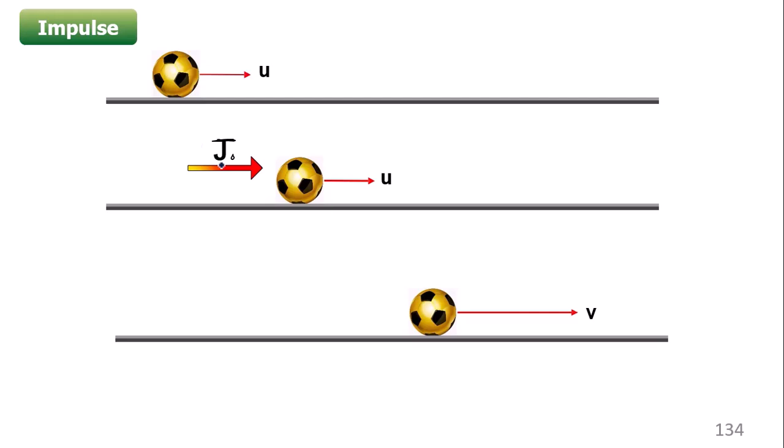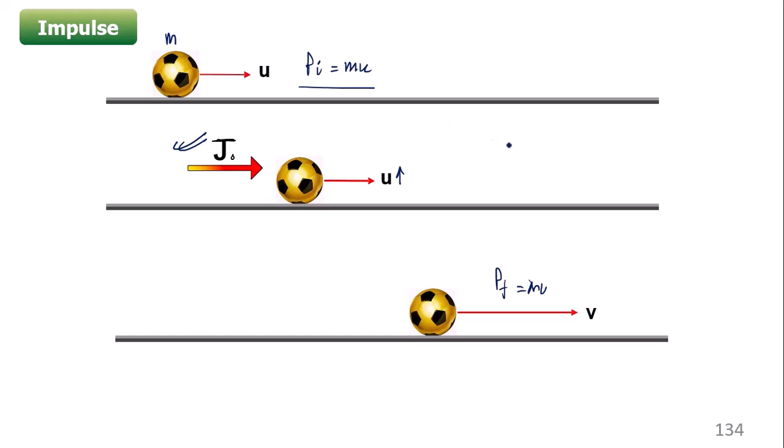Now, if the impulse is acting along the same direction as that of the initial momentum, let us say there is a ball whose mass is m, moving with velocity u. So I can say that the initial momentum equals m into u. If I apply the impulse along the direction of the initial momentum, it will increase the speed. So ultimately u will increase and becomes v, and p final equals m into v.